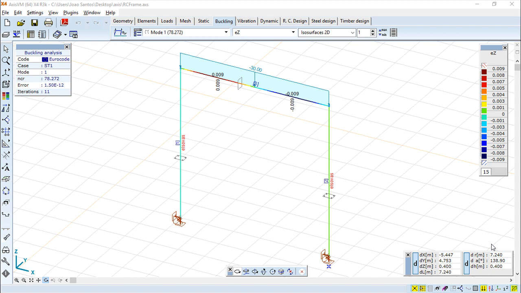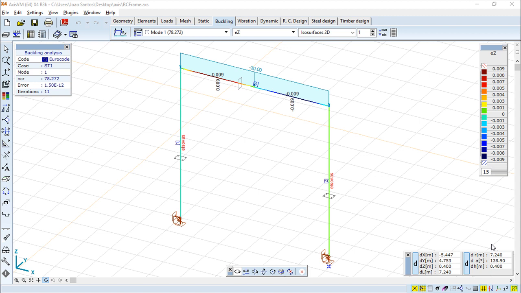Hello, we are here for one more lesson of this AxisVM training course, and the topic for today will be the postprocessor for buckling analysis. All the main topics we mentioned already in the static analysis, and these next videos about other types will reflect some details of the specific study we do.